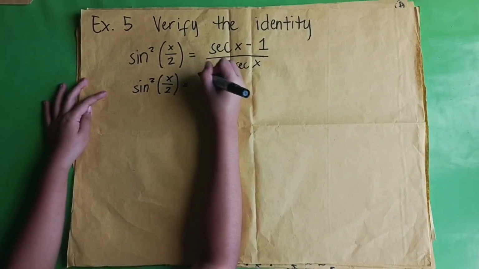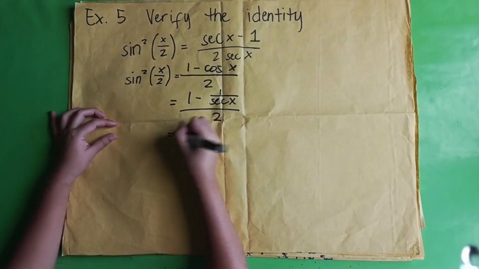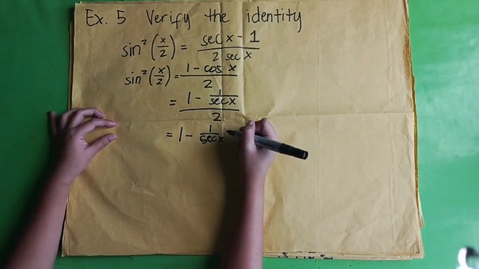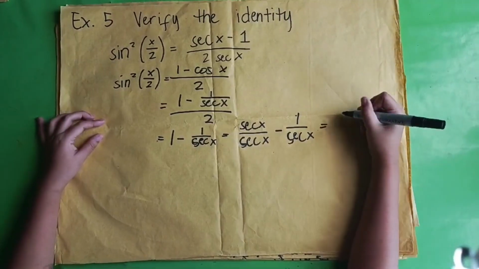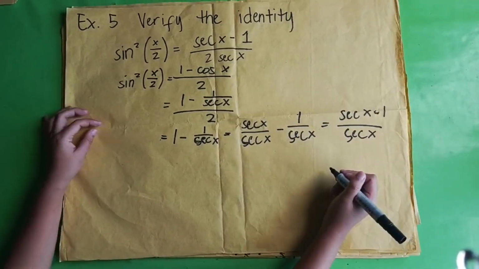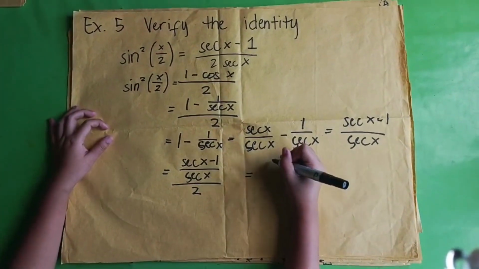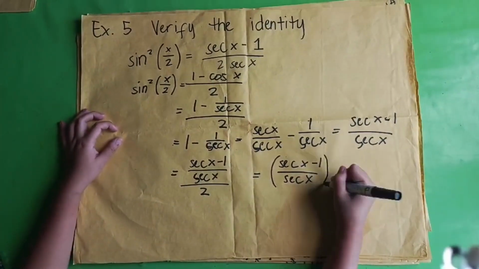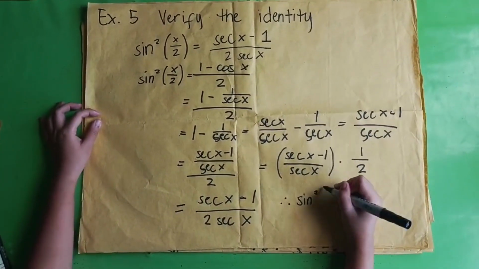Example number 5. Verify the identity. Let us start with the left-hand side. Then, use the reciprocal identity for cosine. Then, we simplify the numerator by finding its common denominator. Then, multiply by 1/2. Therefore, the identity is verified.